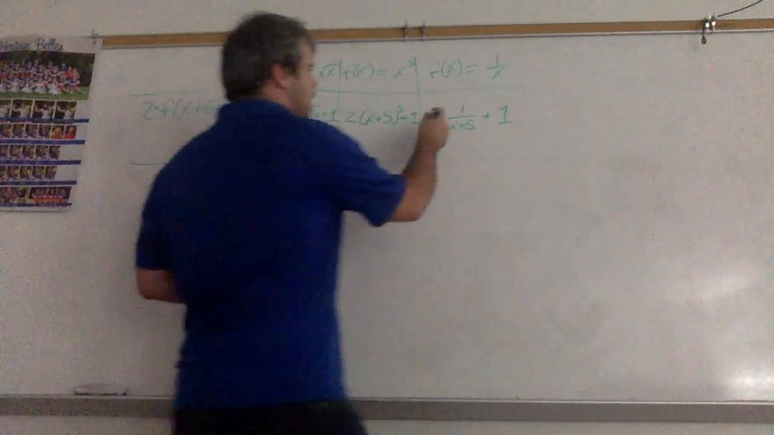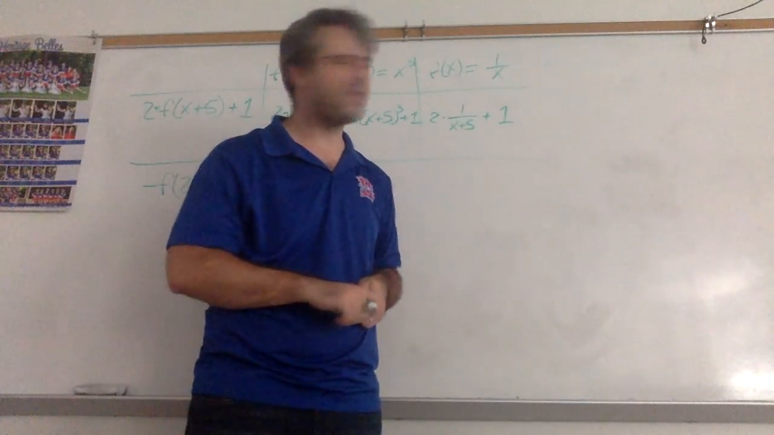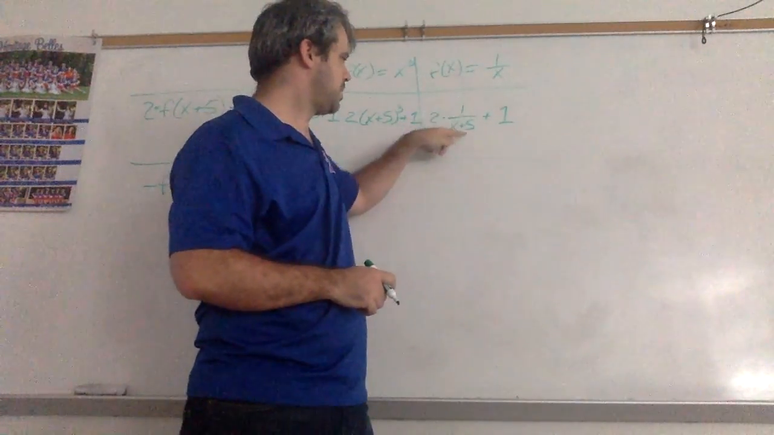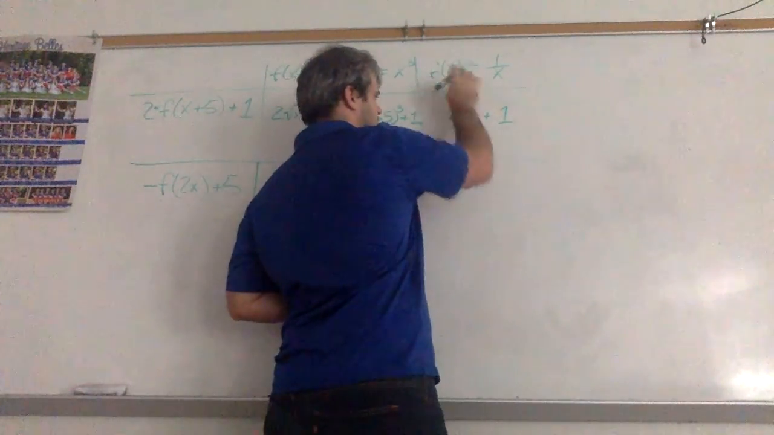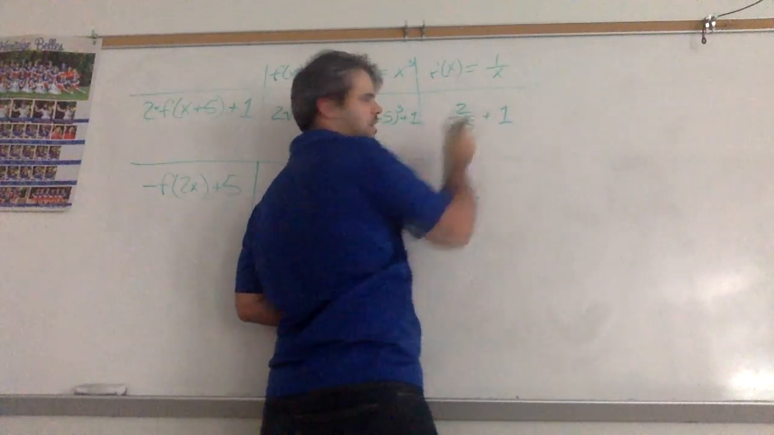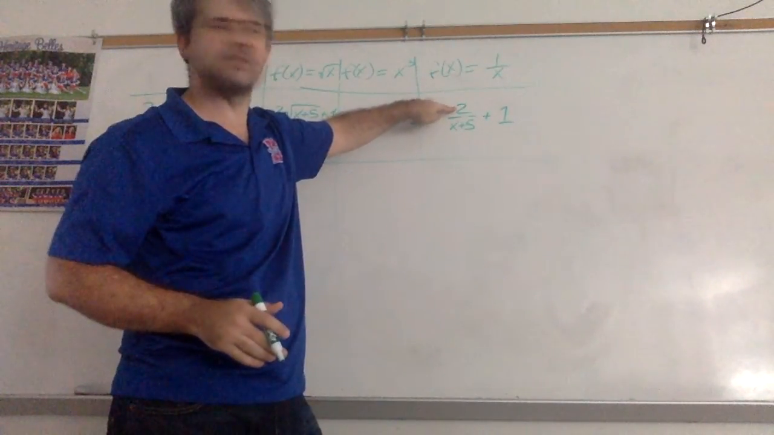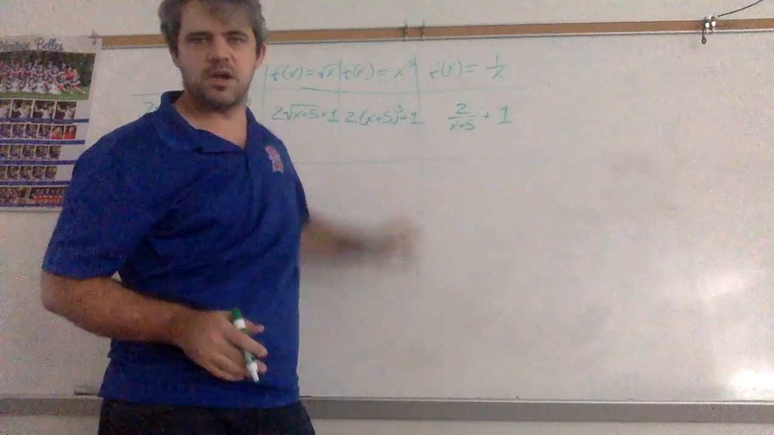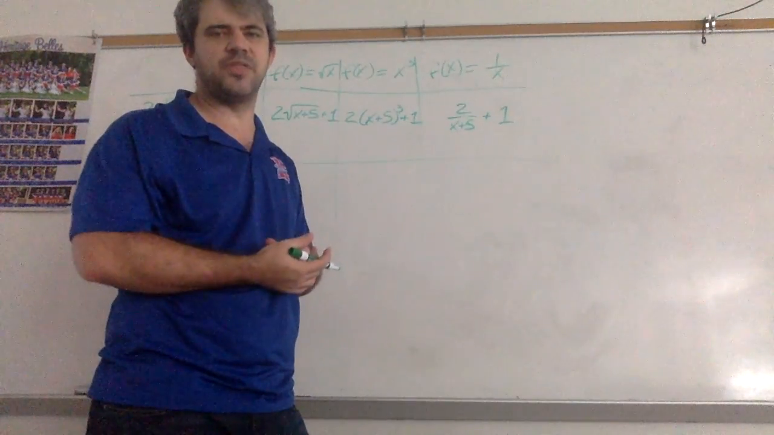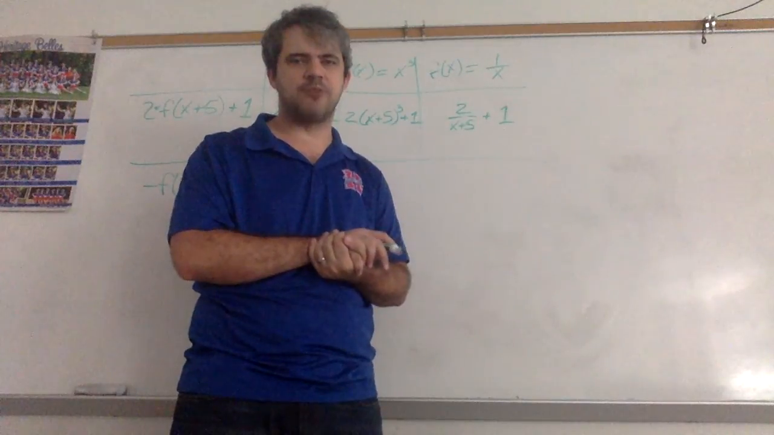So we don't write this. Okay, that's really kind of clunky. 2 times 1 over x plus 5 is just, well, what's 2 times 1? It's 2. So even though the 2 is here, it's the same as if we would have put this 2 out there being multiplied. Okay, so don't let that throw you off.